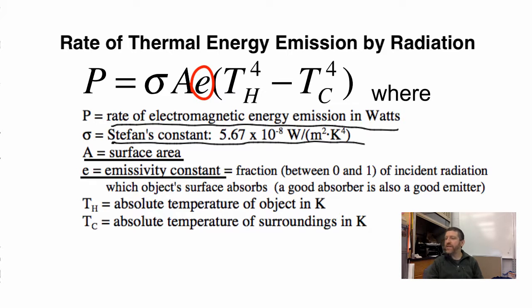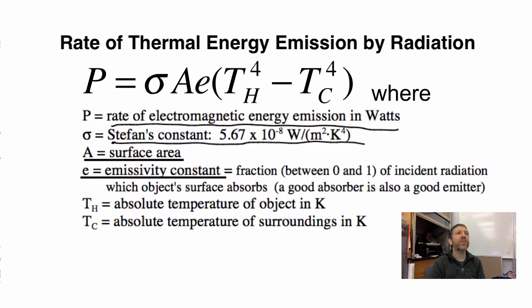Emissivity is a constant that depends on the material. That's kind of like the thermal conductivity constant. It depends on the material. The more emissivity, the more energy it will give off, but also the more energy it will absorb. If the emissivity is 1, it will absorb all the energy radiated on it.